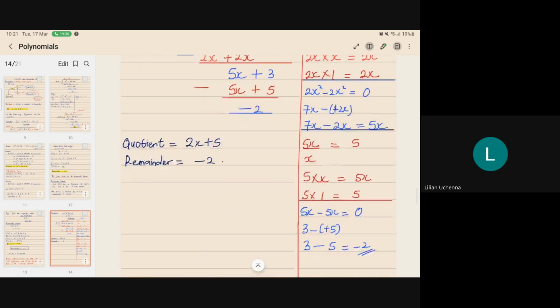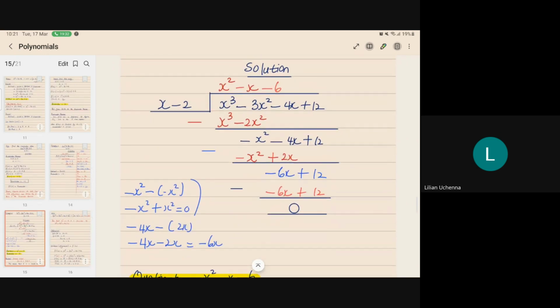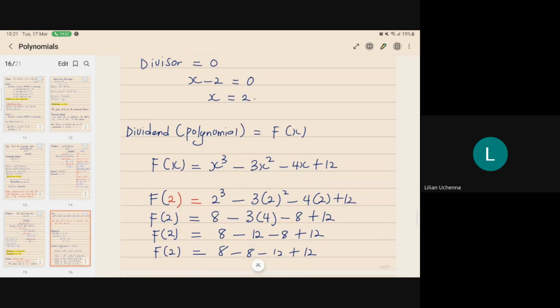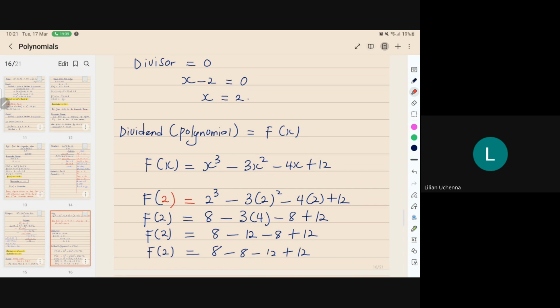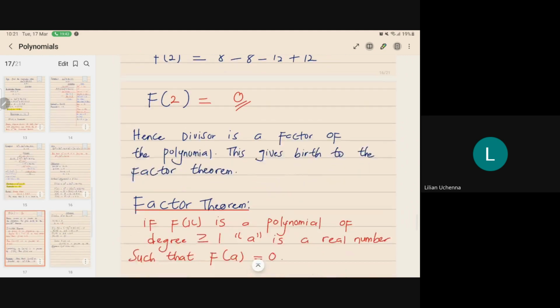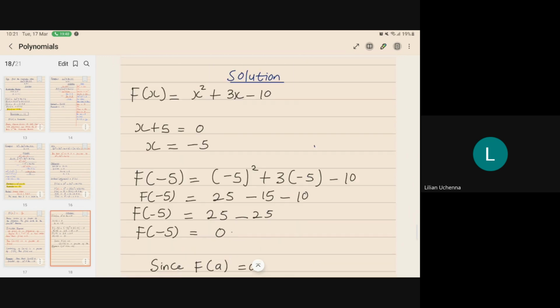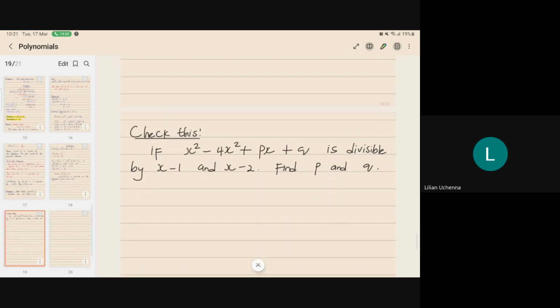So I also taught us something about the factor theorem, right? The factor theorem has to do with, if the function gives you 0 when you plug in that very variable, it means that that number is a factor of the polynomial. That was how I introduced the factor theorem, right? And I solved some questions on that.